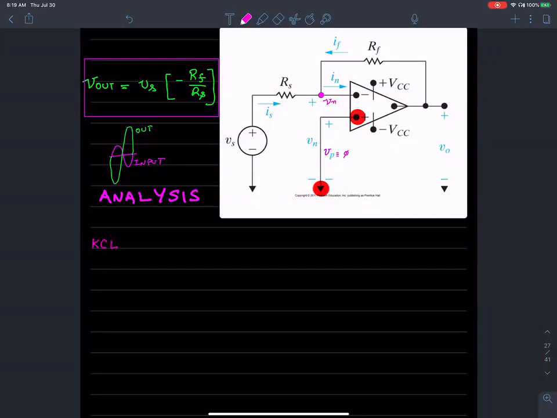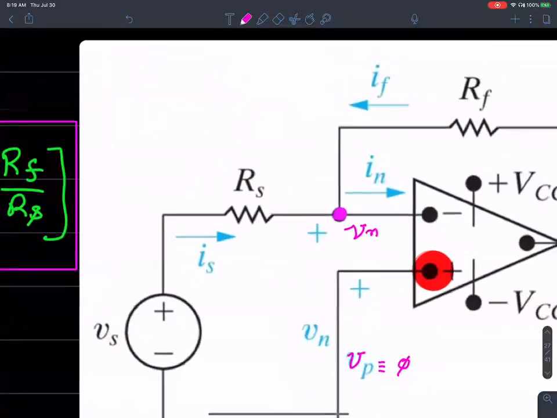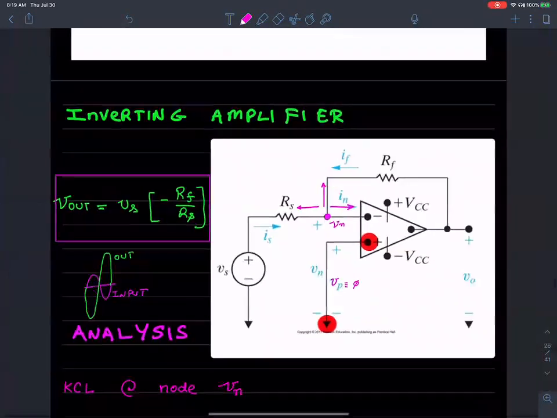But indeed, we are going to begin our analysis by writing KCL at node Vn. At node Vn, what are the currents leaving? There is one branch current leaving left. There's another branch current leaving to the right, and then there's another branch current going north. Let's see if we can write the different components of currents here.